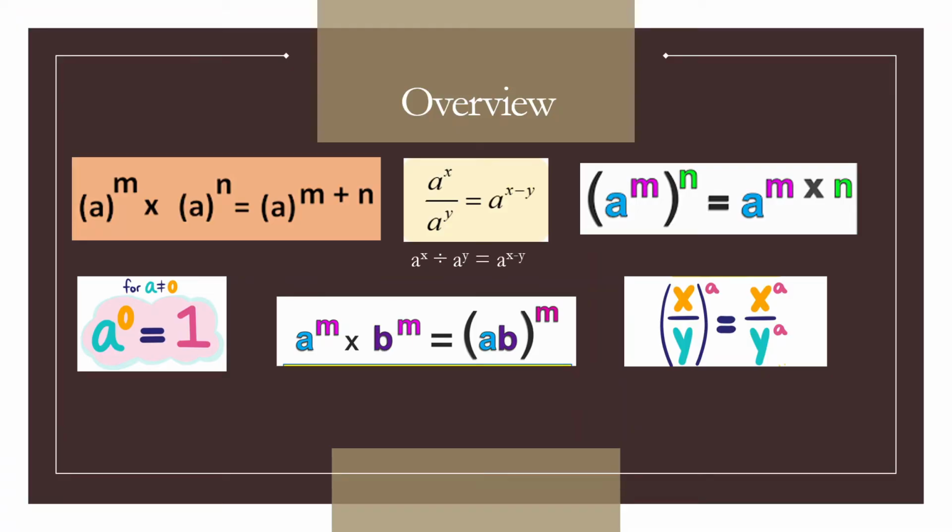All the locks are open and this is the overview of all the 6 rules. Same base, multiplication sign, add the powers. Same base, division sign, subtract the power. One base, power to power, multiply the power. Any number raised to the power 0 is equal to 1. Different base, same power, multiply the bases and raise to the power m. So this is for different bases having the same common power. You can give it, it will be distributed to both of them.